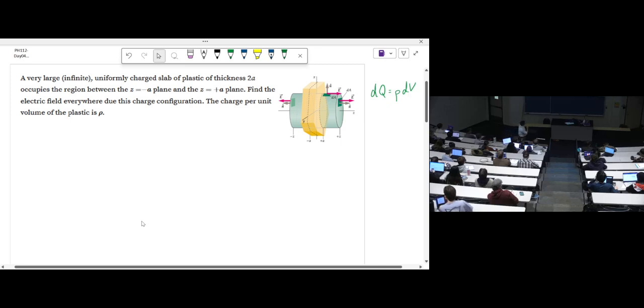Now, what we want to consider is, when you want to find the electric field using Gauss's law, there needs to be a certain amount of symmetry to allow you to integrate over a certain region. And that's what this problem is trying to say with this infinite slab.